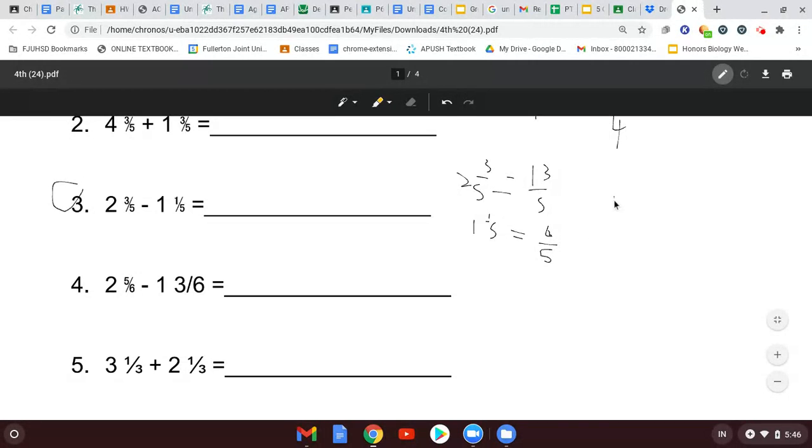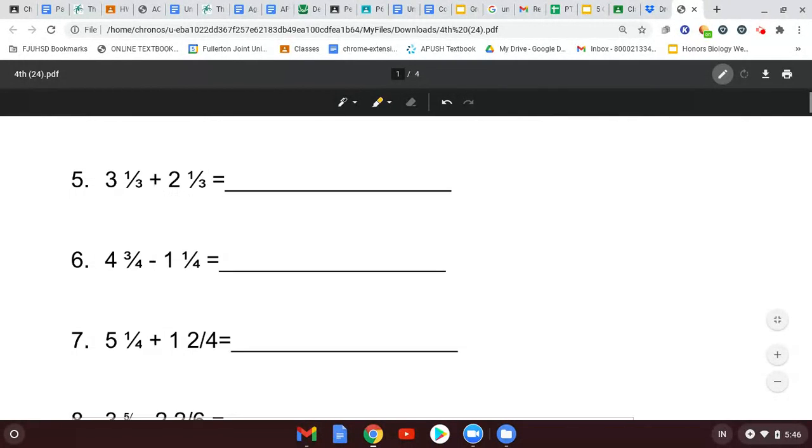Okay, so then it'll be 13/5 minus 6/5, which should make it 7/5. Or it would be 7/5 or 1 2/5.